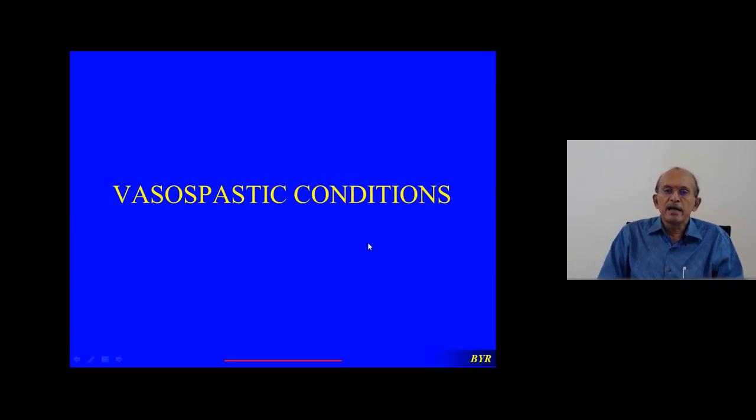So these are the organic diseases causing vascular occlusion. The main diseases are atherosclerosis, Buerger's disease, and rare forms of arteritis. Then vasospastic conditions. What is the difference between organic occlusion and spastic occlusion? In organic occlusion, the intima and media of the vessels have been altered. In vasospastic conditions, they are normal, but there is spasm of the vessels, which causes occlusion.